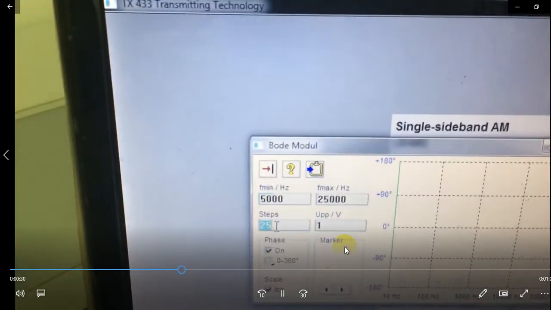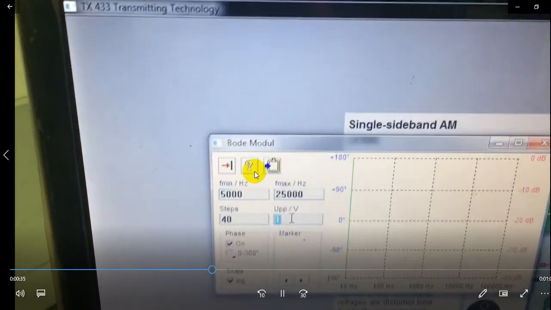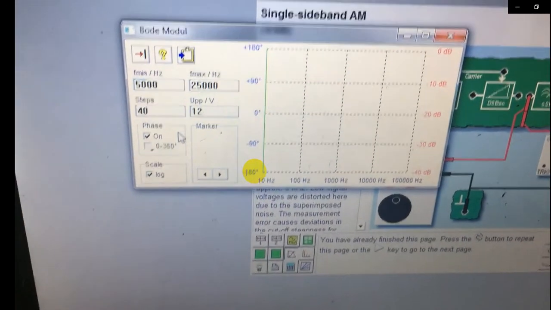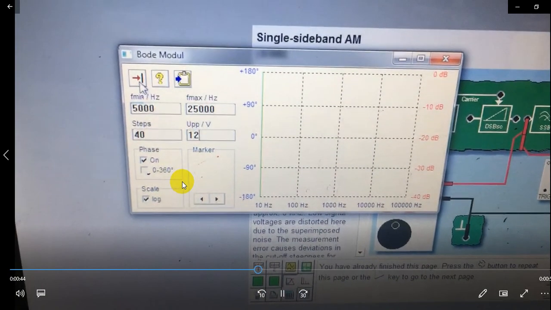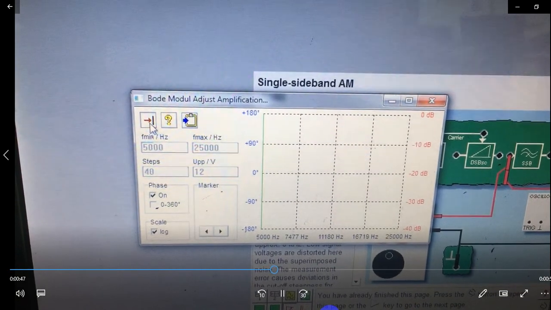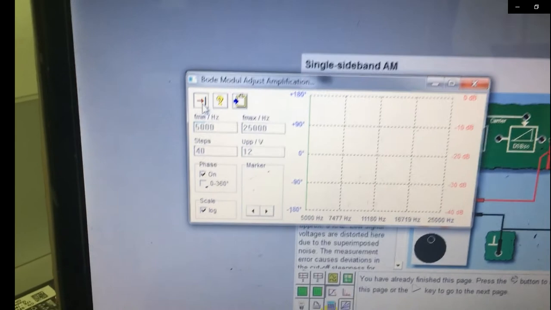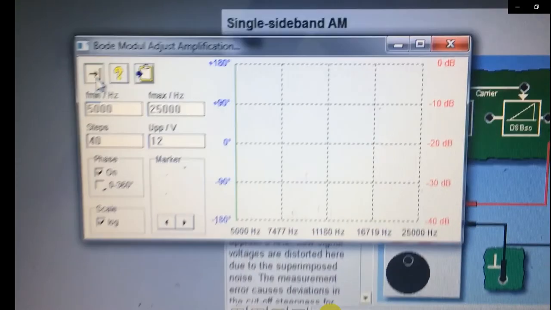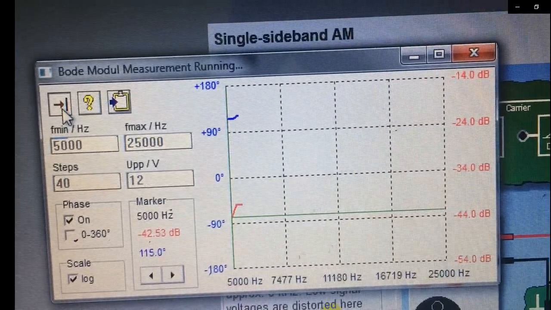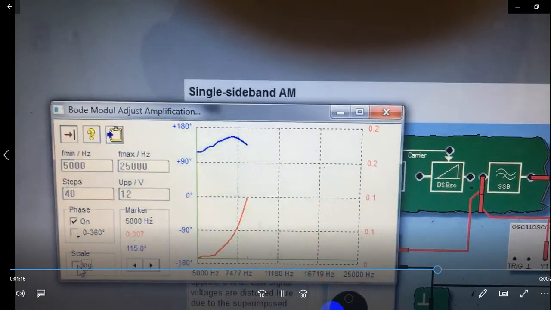In steps of 40, and the peak voltage is 12. Let us plot it. We will not include the phase here, no need for phase. It is working on it. You can see here, slowly it is being plotted.